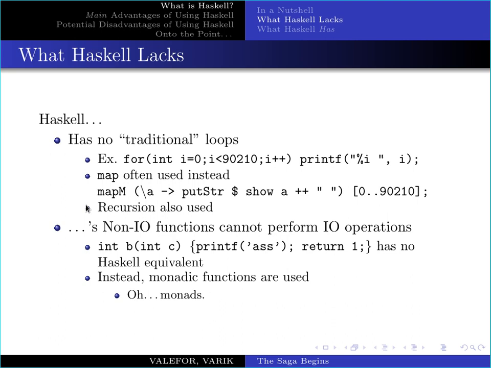Haskell also lacks the ability to perform I/O operations from non-I/O type functions. You see here, we have a function in C which takes a single argument. It doesn't actually use that argument. It just prints a string to the console, doesn't even end the line, and it returns 1.